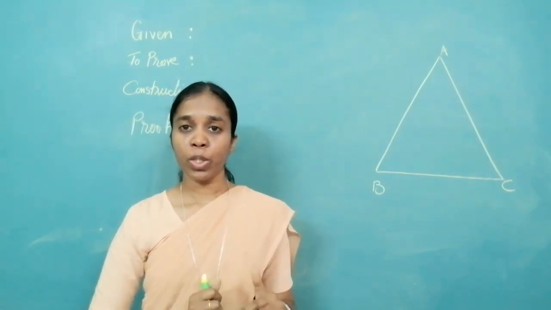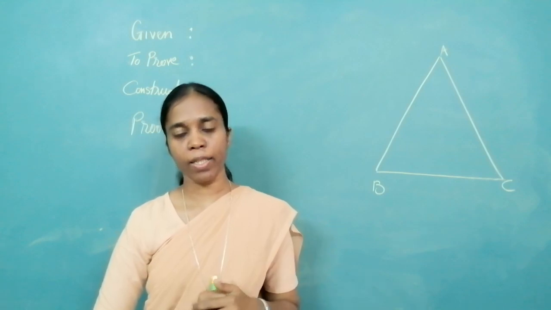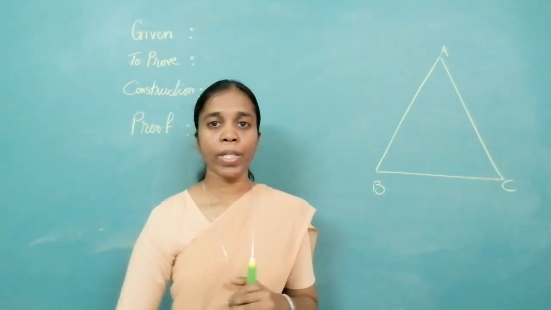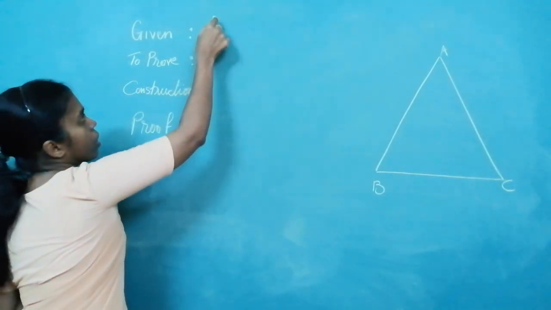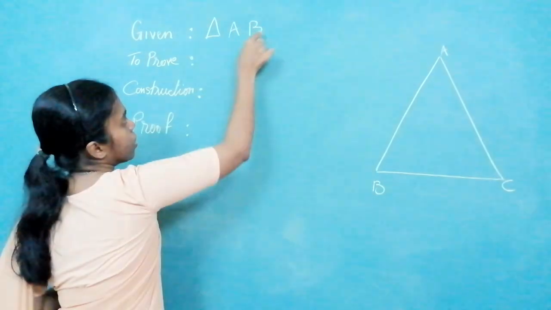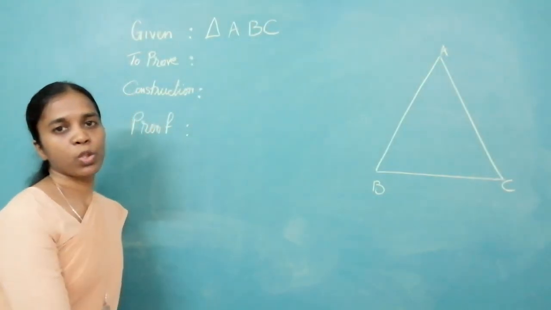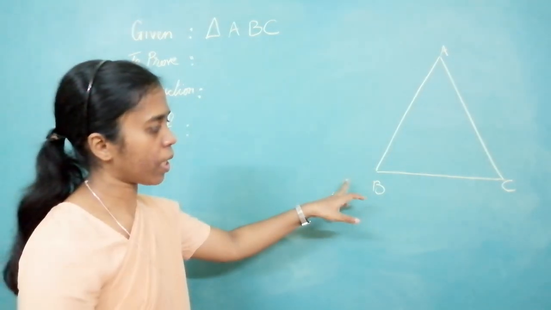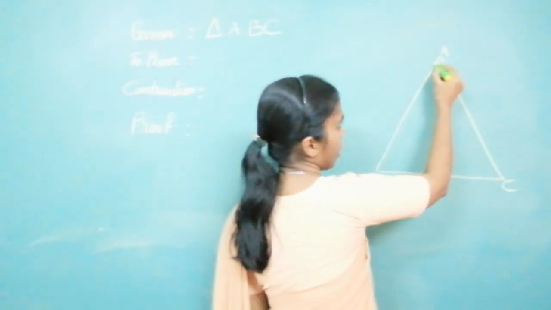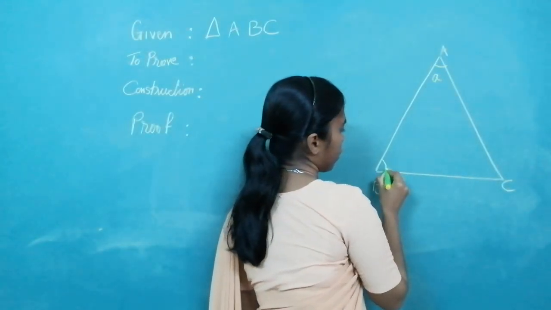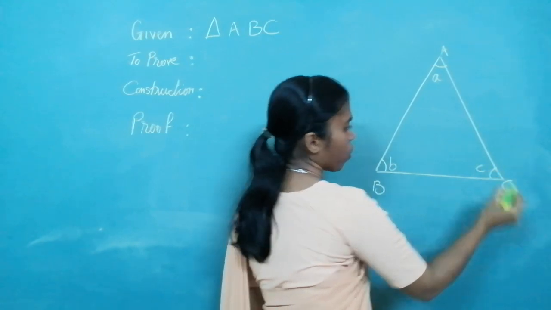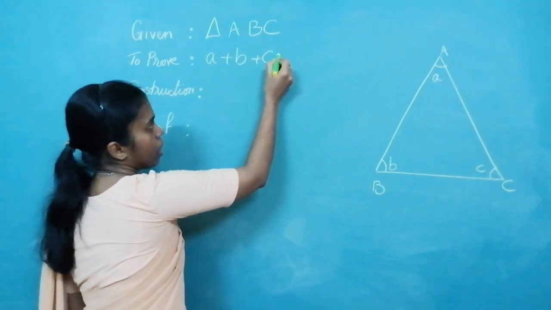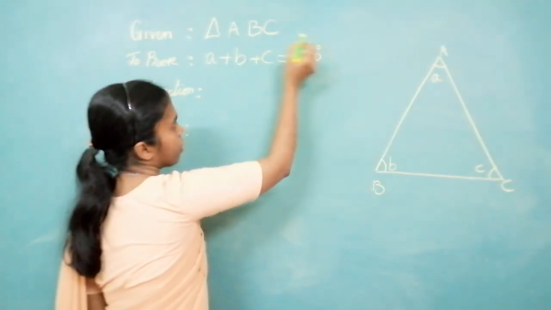We have to prove it using properties of parallel line that we have learned, using corresponding angles, alternate angles and interior angles. What is given to us? We are told that triangle ABC. This is what is given to us, that ABC is a triangle. What do we have to show? We have to show angle A plus angle B plus angle C is equal to 180 degree. I am writing the measures as in single letter, small letters. So what I have to show here is A plus B plus C is equal to 180 degree.